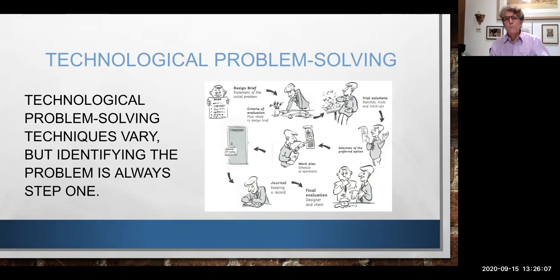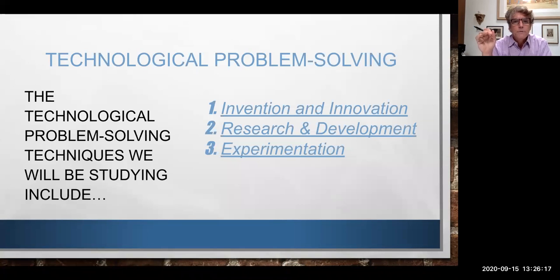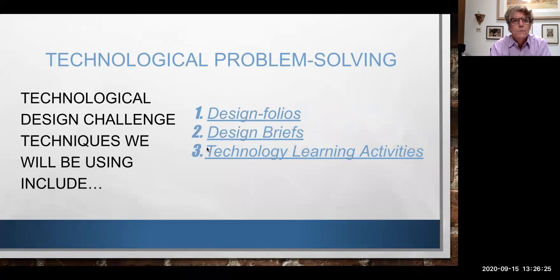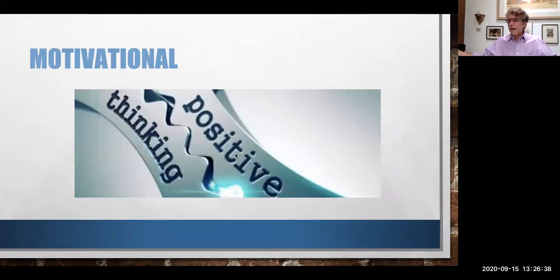You're going to think about your problems. You're going to evaluate what's still a problem. You're going to create solutions to them. It's a loop. It keeps happening. Technological problem-solving techniques we will be studying include invention and innovation, research and development, and experimentation. Technological design challenge techniques we will be using include design folios, design briefs, and technology learning activities. All that's left is the power of positive thinking and positivity from you.